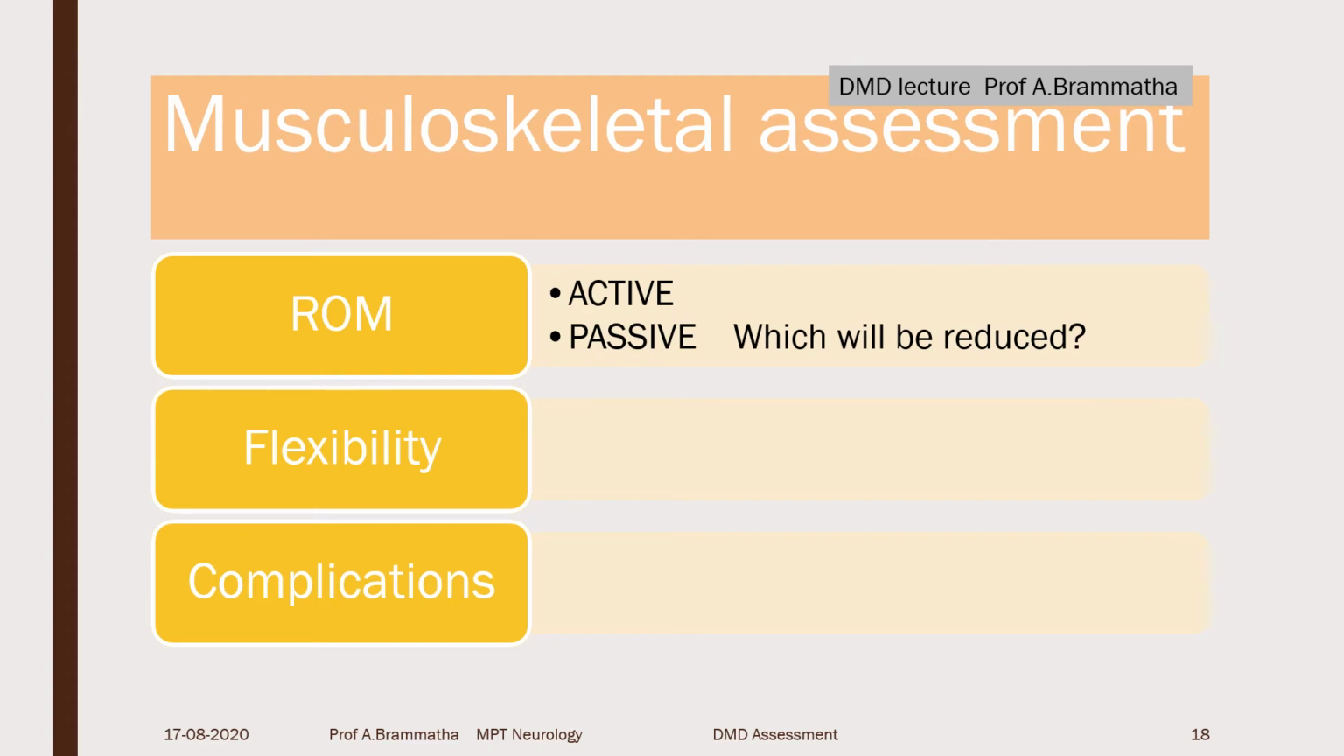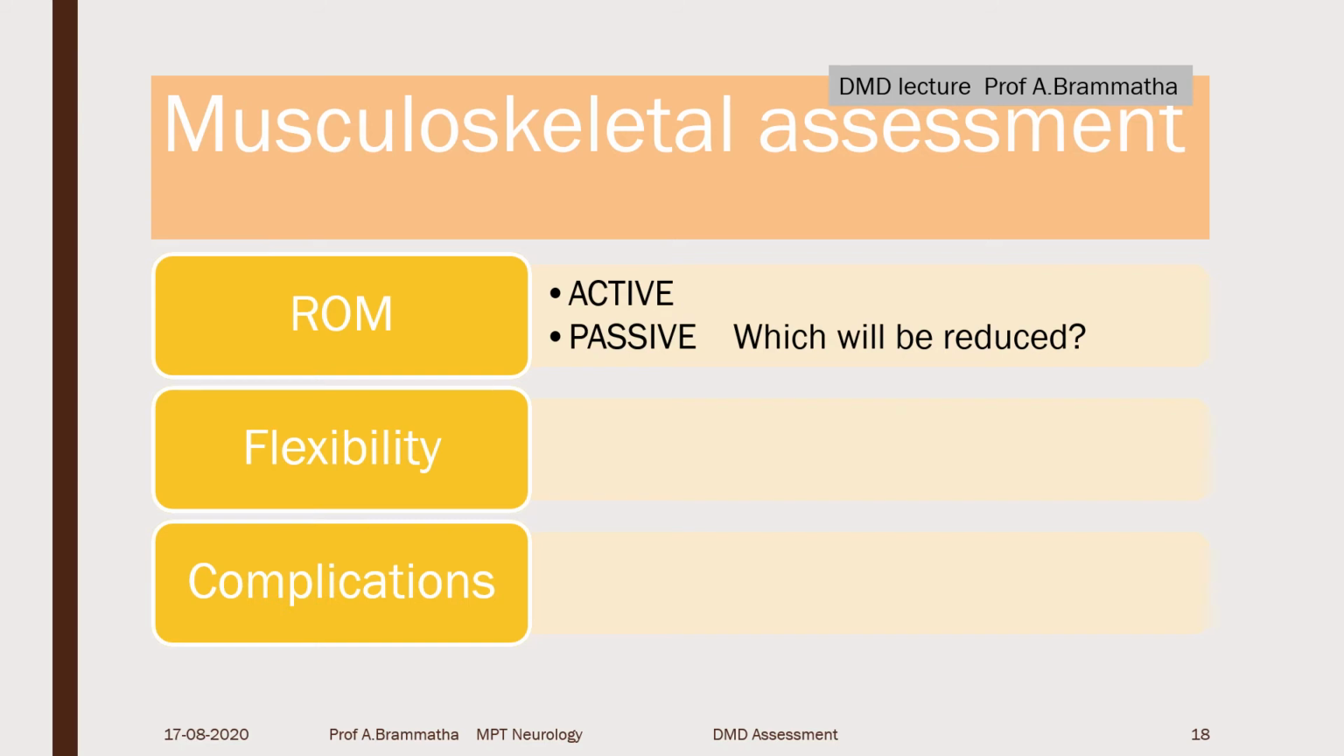Flexibility. Now, flexibility, similar to what we did in the typical MND, has to be maintained. If the flexibility is lost, especially in the TA, hamstrings, adductors or hip flexors, to rule that out, we always do the routine flexibility tests and maintain the flexibility.